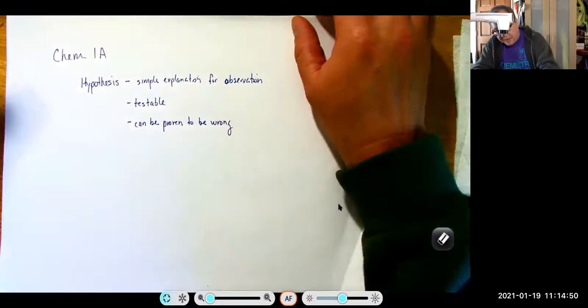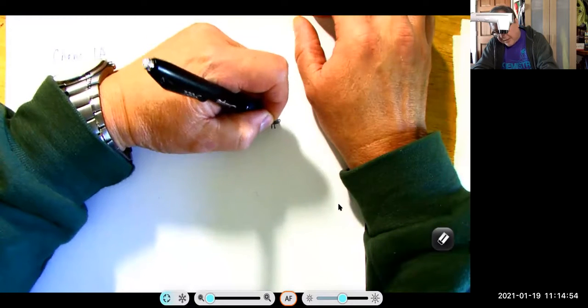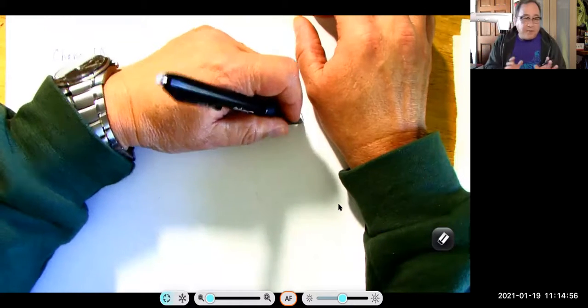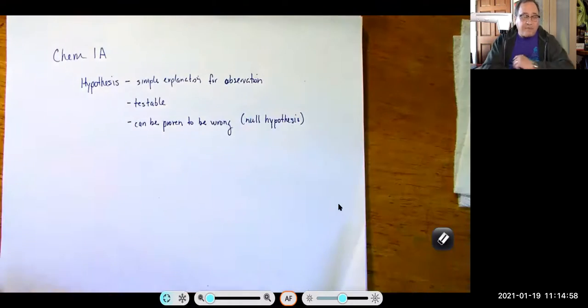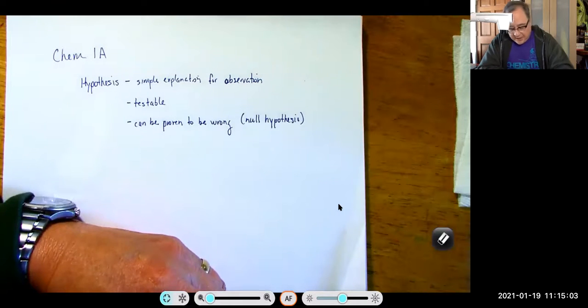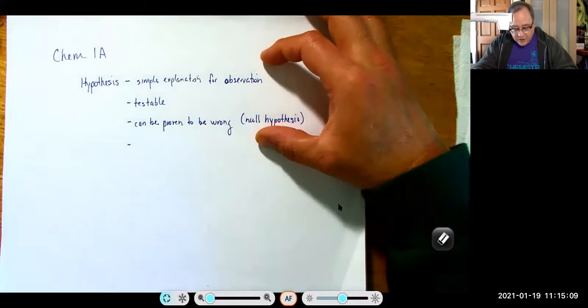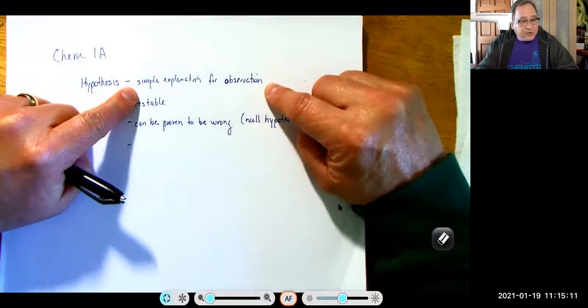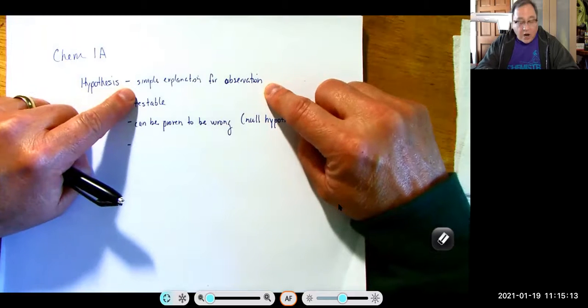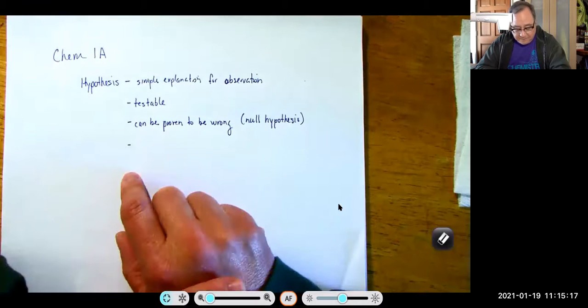It's called the null hypothesis. If you can't prove your hypothesis to be wrong, that is to say, if you can't come up with an experiment that would show your hypothesis is wrong, it's not a hypothesis. And these are the hallmarks of a hypothesis: a simple explanation for an observation or observations, testable, and can be proven to be wrong.